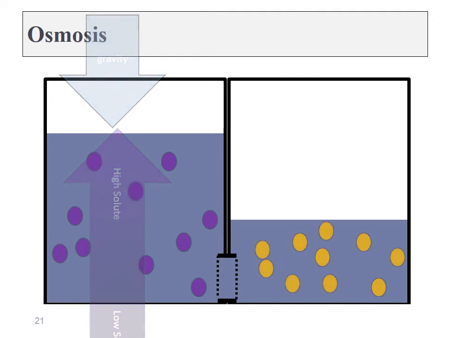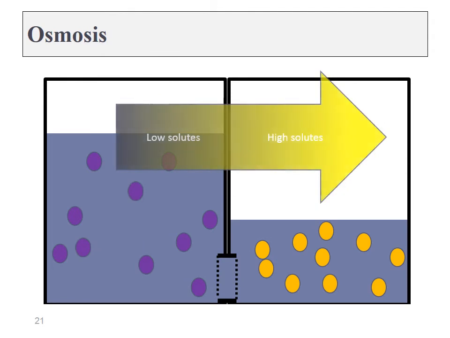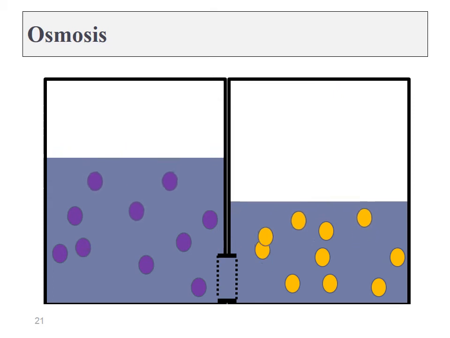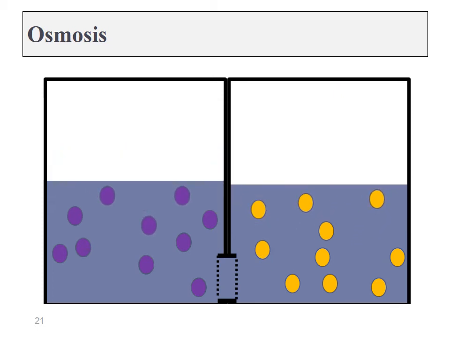If I were to add an equal number of molecules to the right-hand chamber, I would now have a new osmotic gradient. The left-hand side would have a lower concentration of solutes. Even though it has the same number of solutes, they are in a larger volume, hence that is a lower concentration, and water would move back to the right-hand side until we reached equilibrium, or an equal volume of water and an equal number of solutes on both sides.